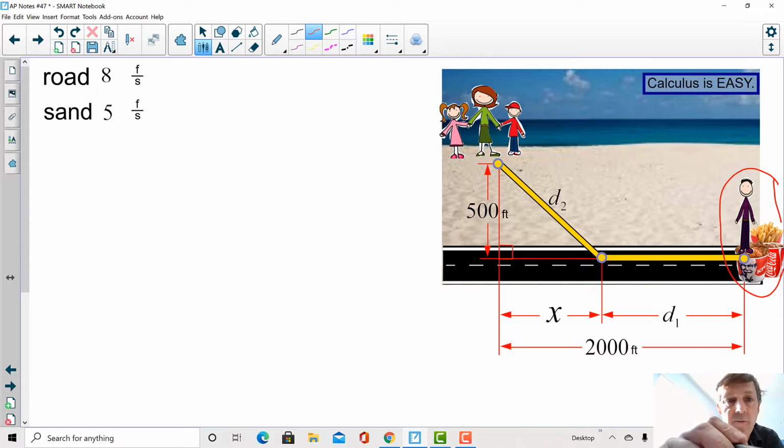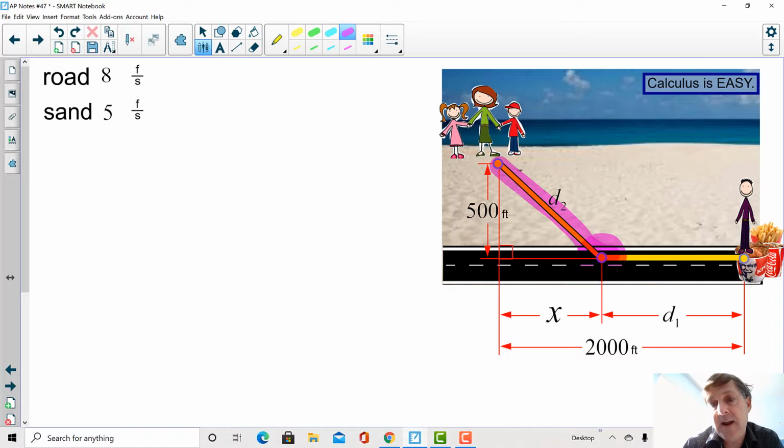You can walk on the road. On the road, your speed would be 8 feet per second, so it's much faster than on the sand. If you cut through and start walking on the sand, your speed will only be 5 feet per second. But it will be a shorter distance. So what we're trying to figure out is what point should you start cutting across through the sand to get there in the fastest amount of time so that the food is not cold.